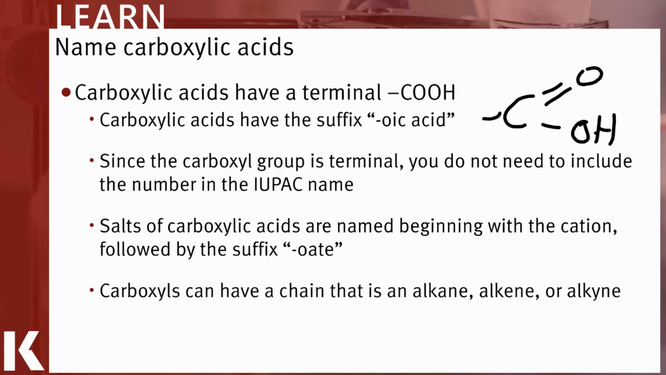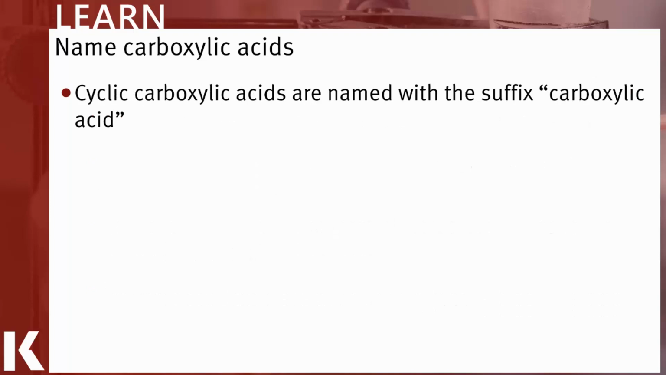Now the example I've used here is hexane, which is an alkane, but of course carboxylic acid groups could appear on alkenes or alkynes as well. These same rules apply no matter what kind of carbon chain the carboxy group is a part of. So that's how to name carboxylic acids that are linear molecules.